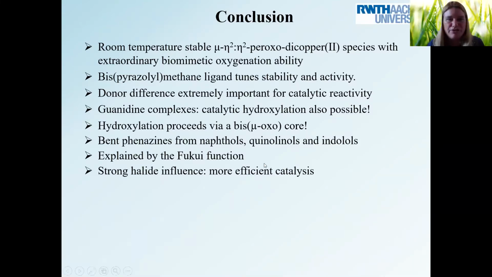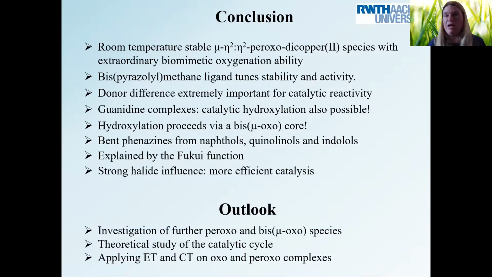We could obtain bent phenazines from naphthols, quinolinols, and indolols. So these are challenging new substrates for this chemistry, which could be explained by the Fukui function. And we observed that with a strong halide influence, we can observe even more efficient catalysis. What we are planning: we are going on with peroxo and bismuth oxo species, and also studying the catalytic cycle theoretically, and also applying electron transfer and charge transfer methods in this chemistry.